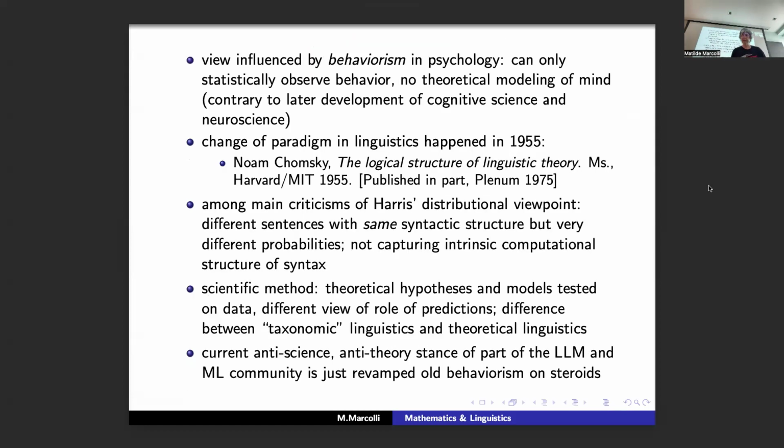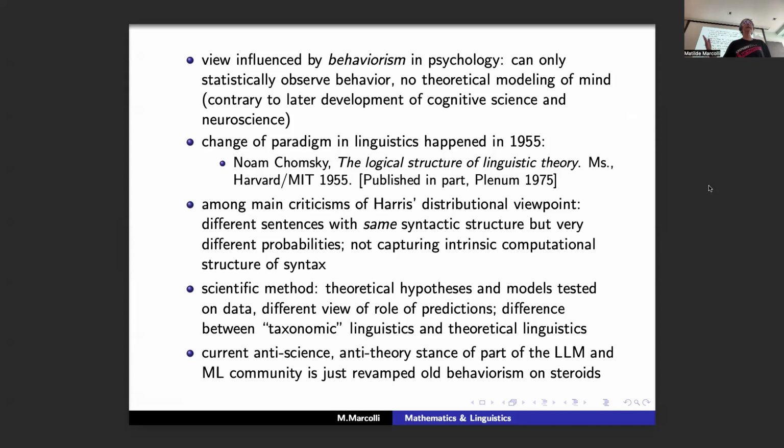Now something more about the historical context of this theory of language that directly underlies the technological approach we see now. This point of view that Zellig Harris proposed was coming from a previously very widespread idea and tendency, which was behaviorism in psychology, and that had exactly the same idea. Behaviorism had the standpoint that you can only statistically observe behavior. You completely renounce the idea of creating theoretical models of the mind.